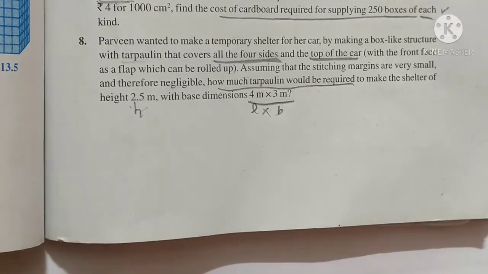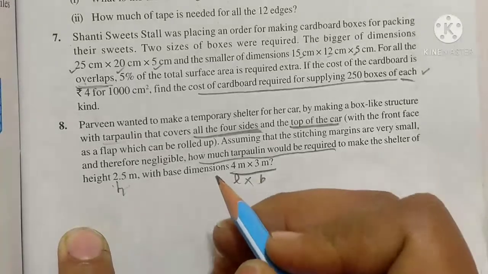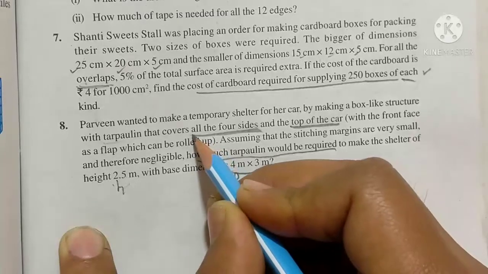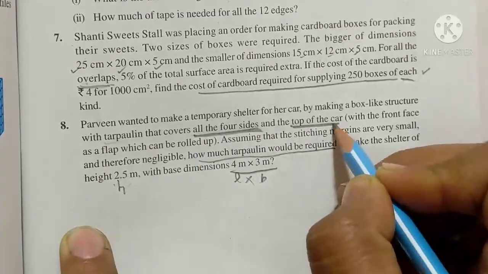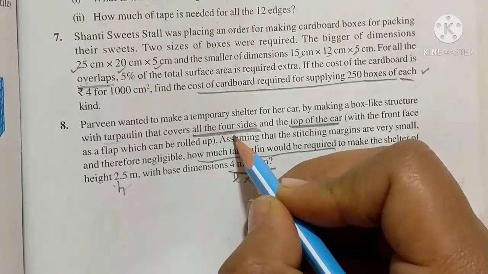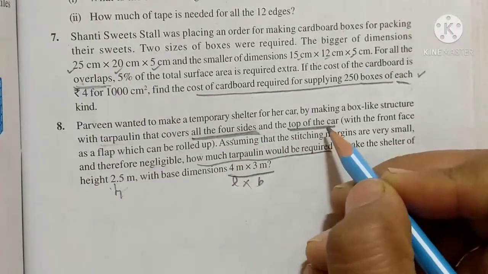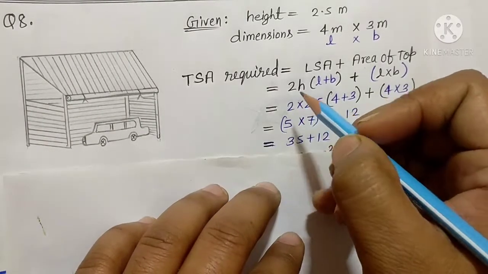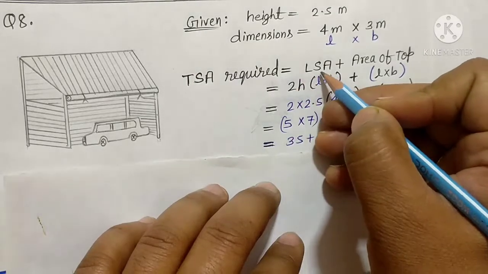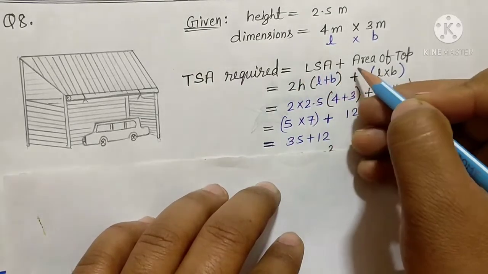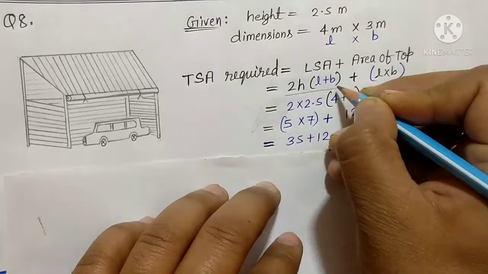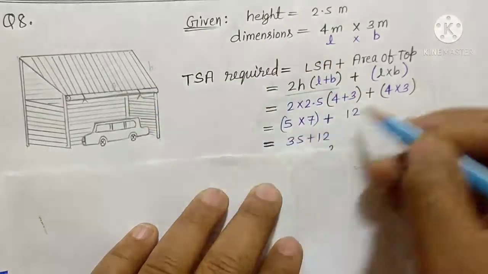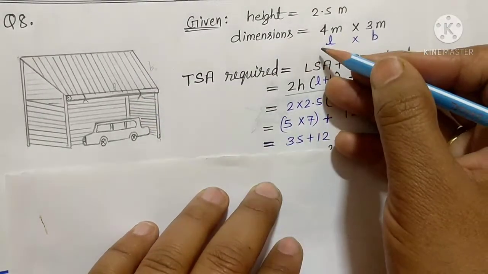Let's find out. Now remember one thing that they have given. In order to make this structure, we need tarpaulin for covering what? Four sides and top of the car. Four sides, it means they are asking about lateral surface area, and only the top of the car. We don't need floor area. So let's find out. Now we know very well that the area of the four walls, meaning lateral surface area, which in short form we can write LSA, plus area of the top. So 2h(l plus b) is used for LSA, and area of the top means length into breadth, so l into b.